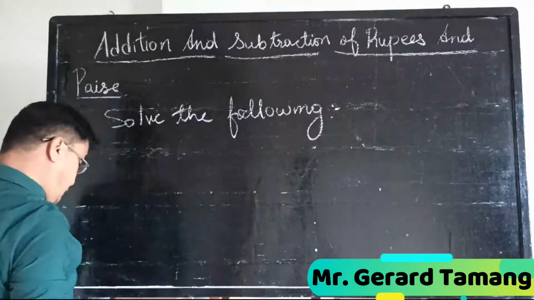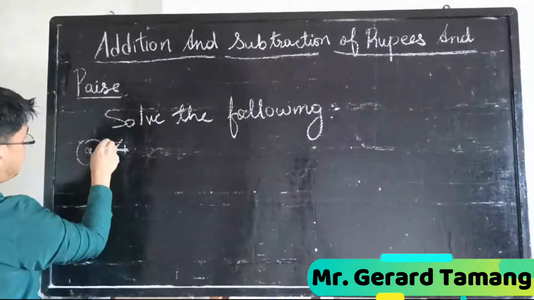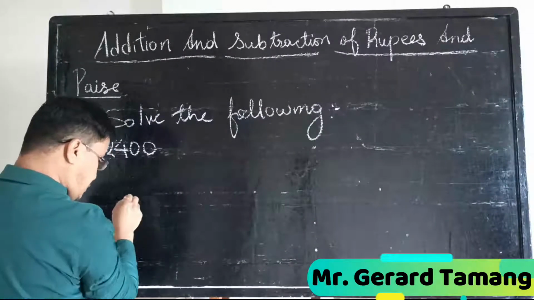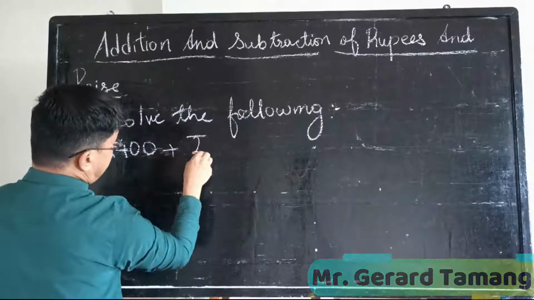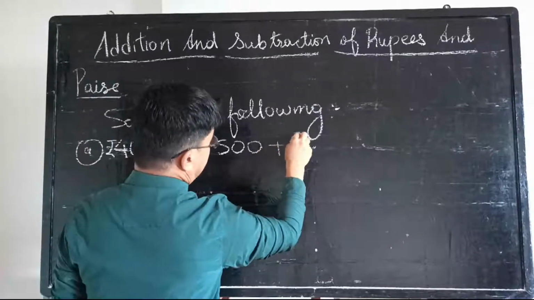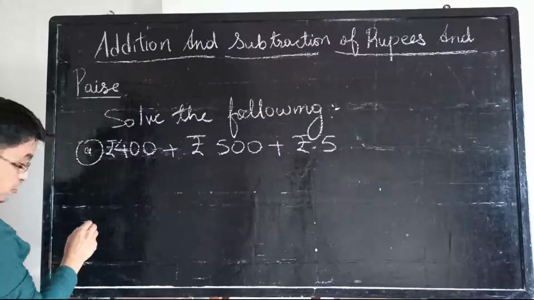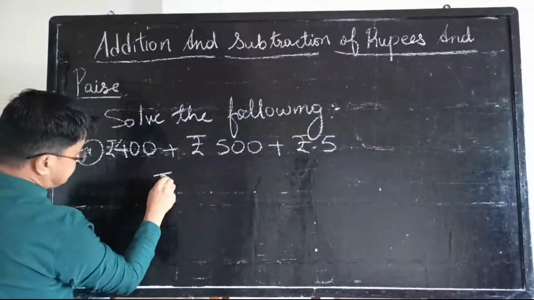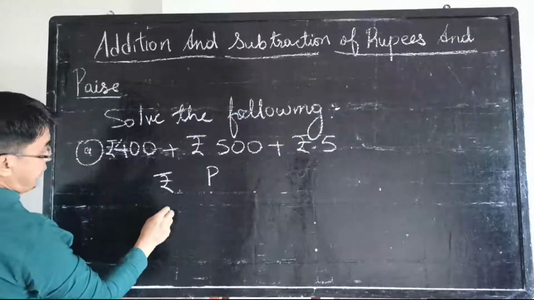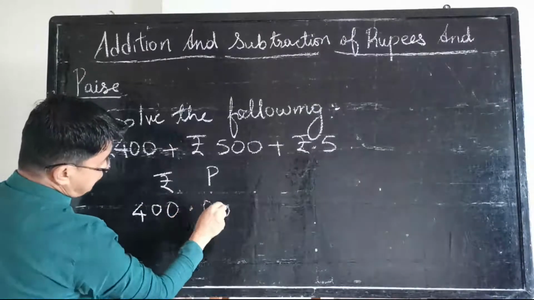Look here now. Rupees 400 plus rupees 500 plus rupees 5. Now we will add here. We write rupees and your paise. Now how many rupees here? 400. 400 rupees, no paise. Put a dot, put two zeros.